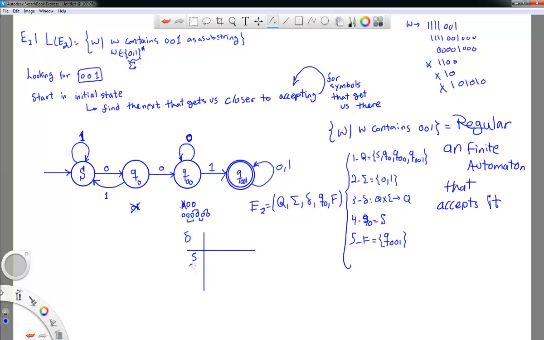And finally, my delta is this function that goes from S, Q sub 0, Q sub 0, 0, and Q sub 0, 0, 1 over the symbols 0 and 1. So S over 0 goes to Q sub 0, over 1 stays in S. Q sub 0 over 0 goes to Q sub 0, 0, and over 1 goes back to S. Q sub 0, 0 over 0 stays in Q sub 0, 0, and over 1 goes to Q sub 0, 0, 1, and Q sub 0, 0, 1 will stay in Q sub 0, 0, 1 for both symbols 1 and 0. And this is the formal definition of a finite automaton that recognizes the language of all strings that contain 001 as a substring.